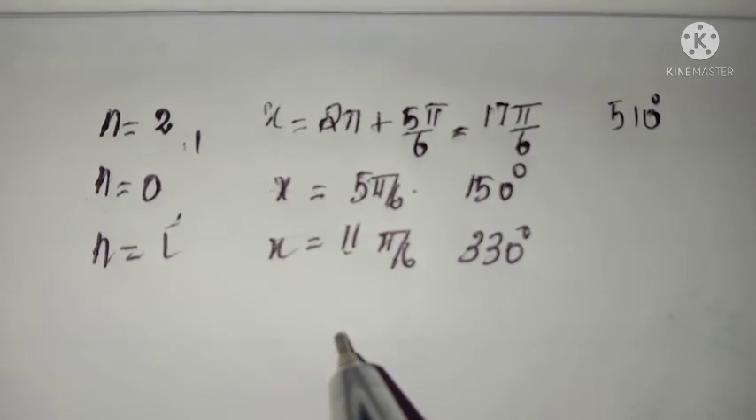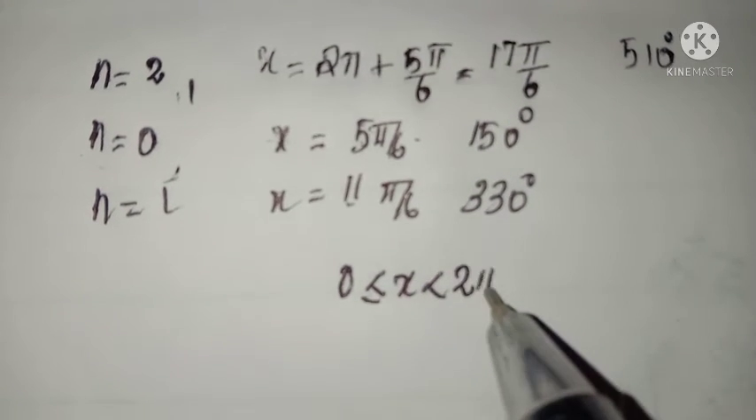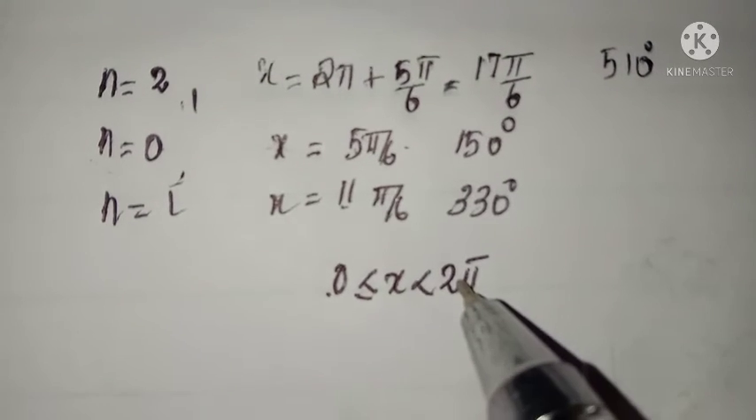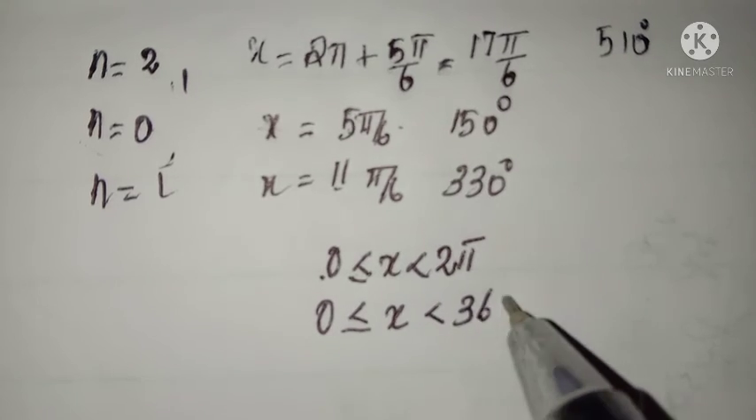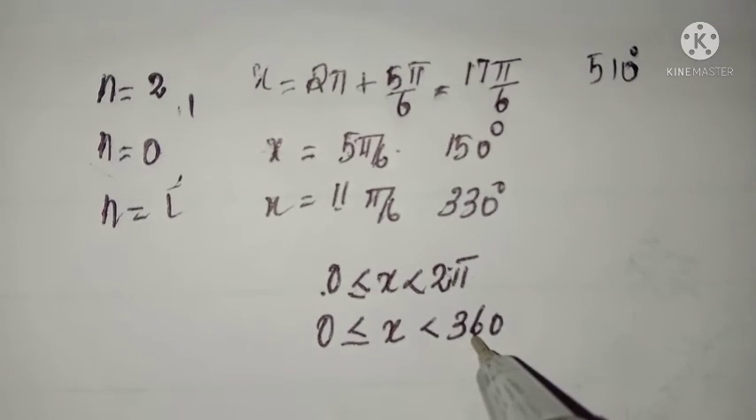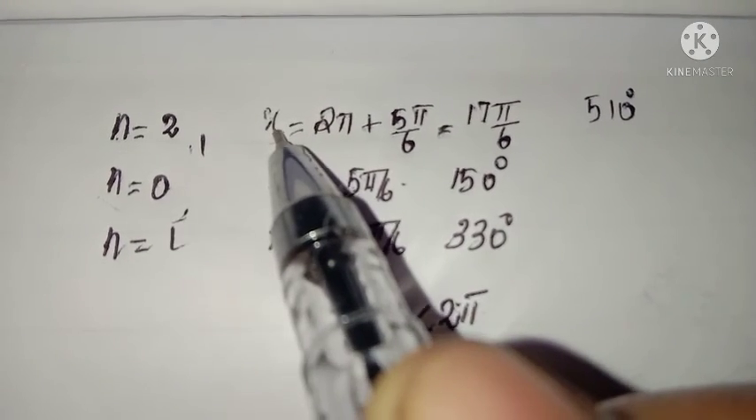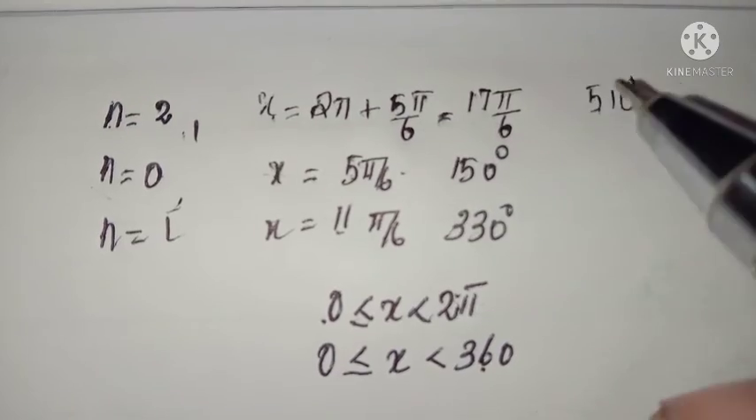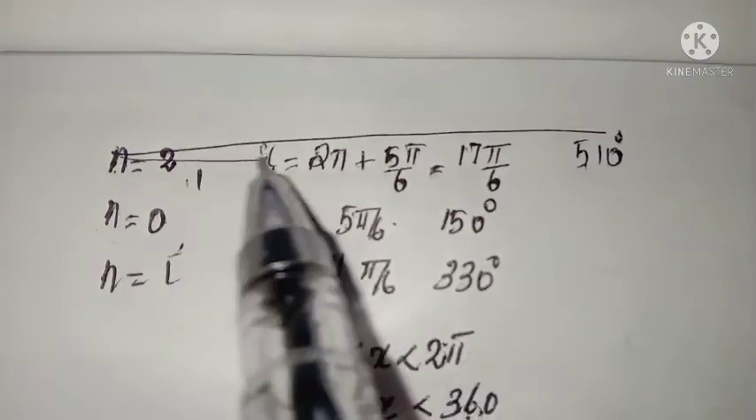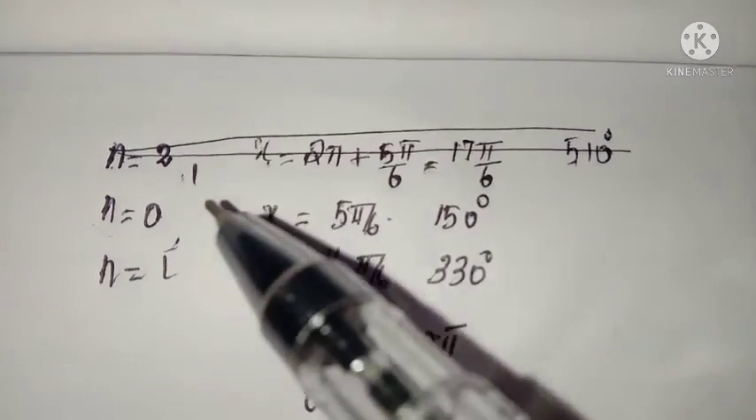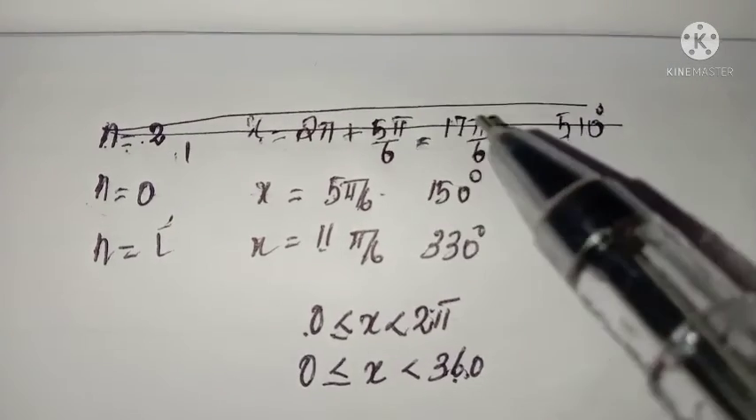Listen, our principal solutions always lie between 0 and 2 pi, including 0, excluding 2 pi. That is 0 less than or equal to x less than 360. Okay, 2 pi means 360. So when n equal to 2, we got x as 510 degree. It exceeds 360, so we cannot take this value. Therefore, n equal to 3, n equal to 4, n equal to 5 and so on we cannot accept.